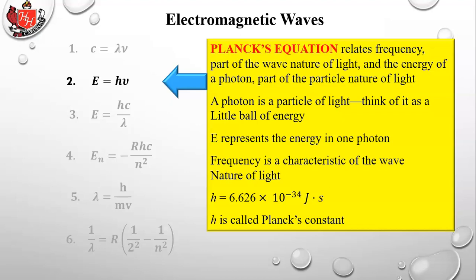So let's read this. Planck's equation relates frequency, part of the wave nature of light, and energy of a photon, part of the particle nature of light. A photon is a particle of light. Think of it as a little ball of energy. E represents the energy in one photon. Frequency is a characteristic of the wave nature of light. H is called Planck's constant, and there it is. It's a very tiny number, 6.626 times 10 to the negative 34th, and the units are joules times seconds. So h is called Planck's constant.